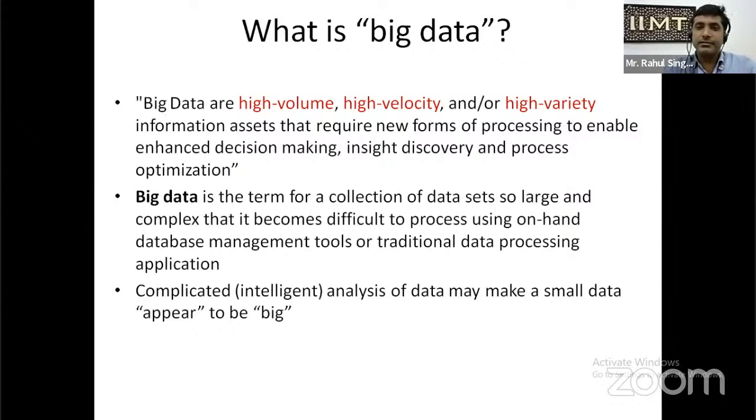High volume means a large amount of data, a huge amount of data like 100 TBs and 2000 TBs, terabytes of data. High velocity means the speed of data. And high variety means different types of data: images, video, contents, and web contents, these types of data.